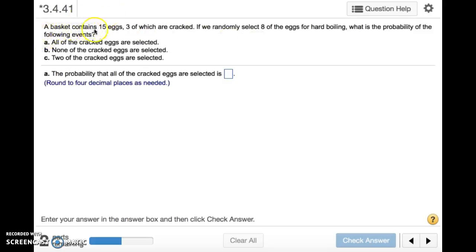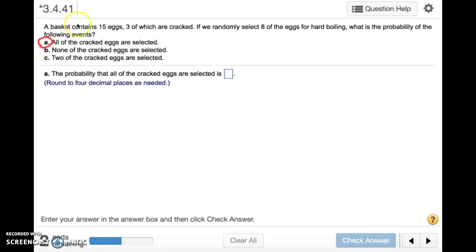It says a basket contains 15 eggs. 3 of those are cracked. If we randomly select 8 eggs that are hard-boiled, what is the probability that we select each of these following? So these are 3 different problems. So we're first going to start with example A.